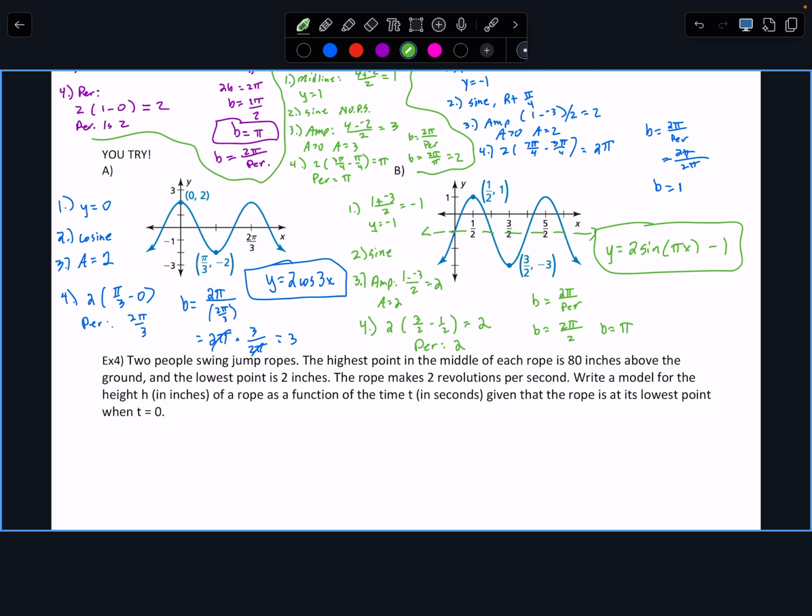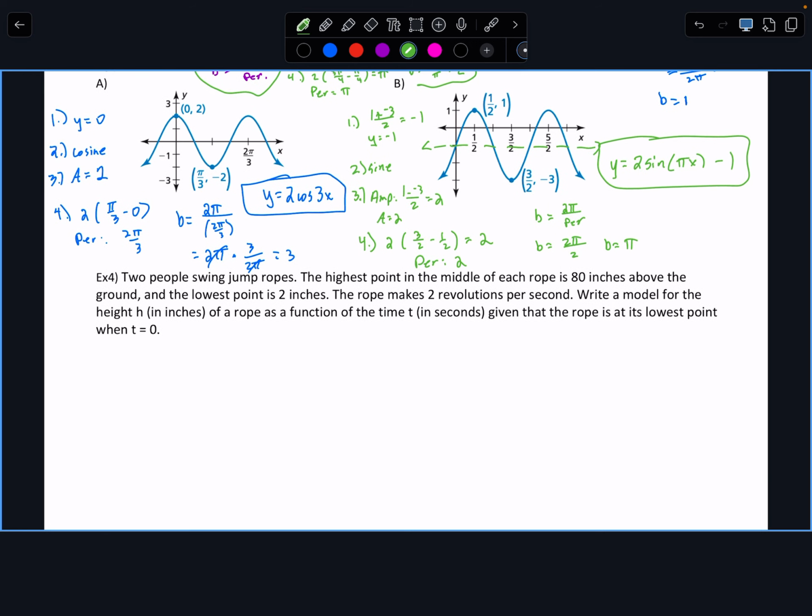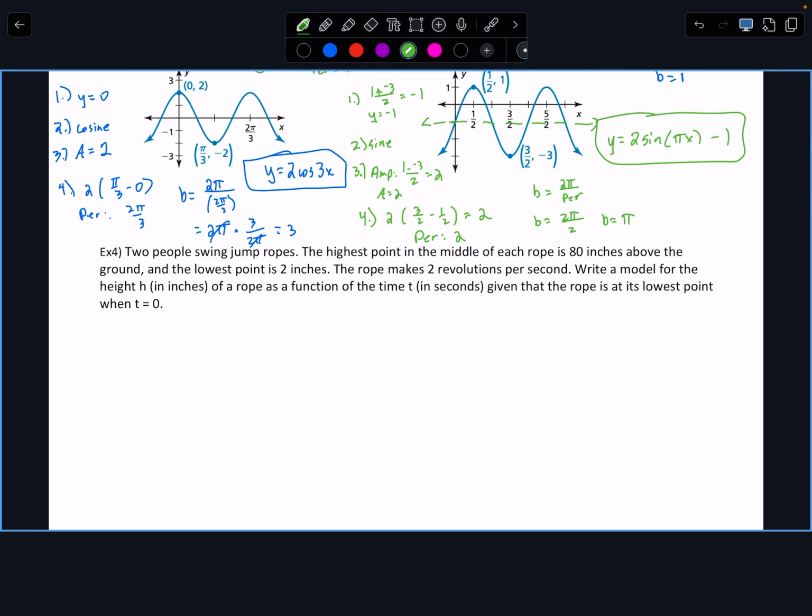All right, and then you have this little application problem, of which you have a couple in your homework. Your homework isn't that long. Do a good job on it. And it's due tomorrow. So example 4: 2 people swing jump ropes. The highest point in the middle of each rope is 80 inches above the ground. And the lowest is 2 inches. The rope makes 2 revolutions per second. Write a model for height in inches of a rope, where time is in seconds, given that the rope is at its lowest point when time is at 0.